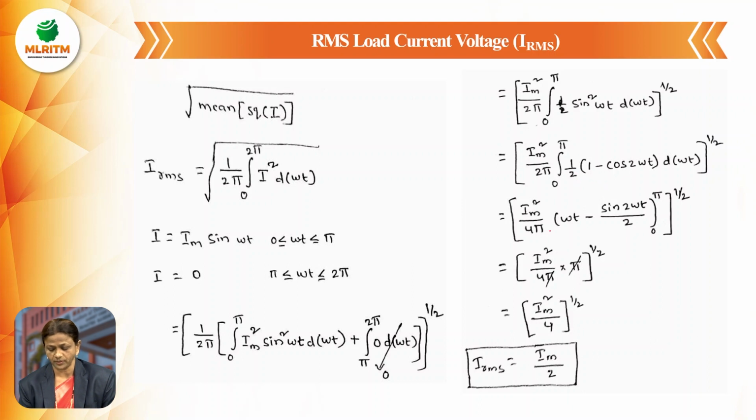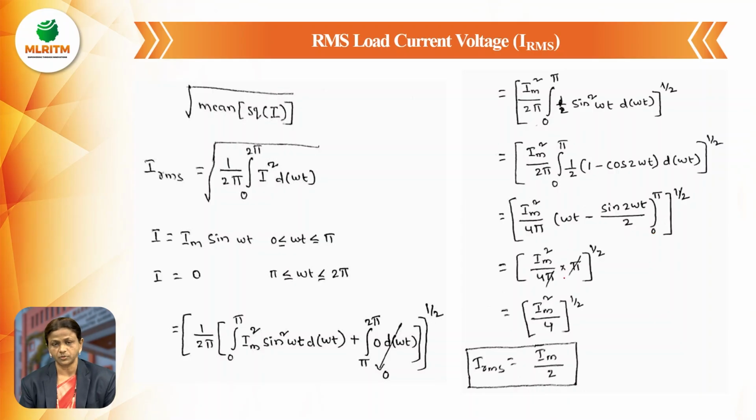So, Im square by 4 pi times the integral of 1 d omega t minus the integral of cos 2 omega t d omega t, which gives sin 2 omega t by 2. So, Im square by 4 pi. Now apply the limits. For the first term, the upper limit is pi, minus the lower limit 0, so pi minus 0. For the second term, both the upper and lower limit values become 0: sin 2 pi is 0, sin 0 is 0. So the second term becomes 0 for both limits.